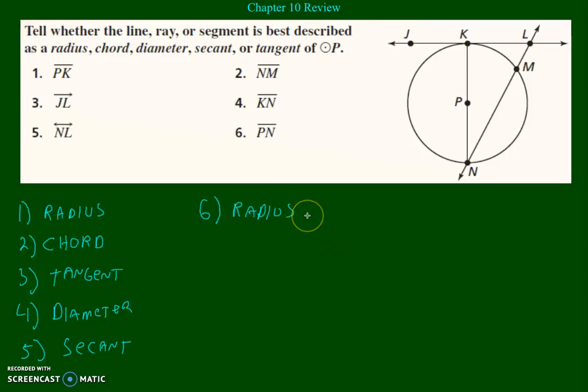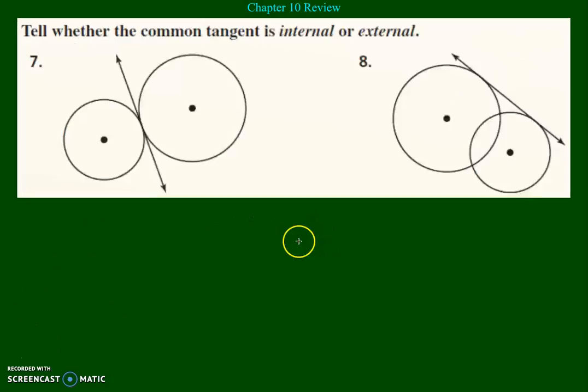Okay, let's move on to the next set of problems. In problems 7 and 8, we're asked to tell whether the common tangent is internal or external. An internal common tangent is a tangent that would cross a segment. Imagine there's a segment connecting the centers of both of those circles. If the tangent crosses that segment, then that's considered an internal tangent. Since this tangent crosses that imaginary segment, it's an internal tangent.